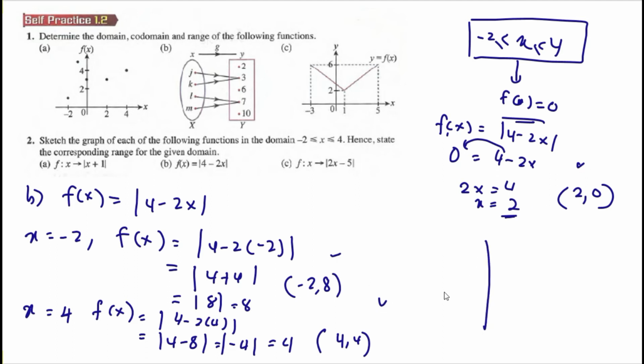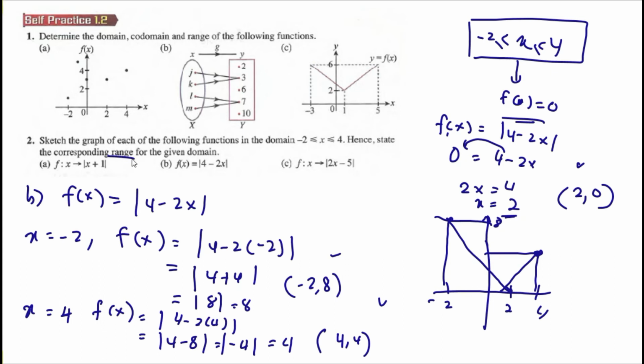So we see here we will have -2 up to 4. And then you have (2, 0) here. We have (-2, 8), just let this one be 8. And then we have (4, 4), something in the middle, so it will be something like this. So what is the range? The range from lowest to highest is from 0 up to 8. So f(x) is in between 0 to 8.